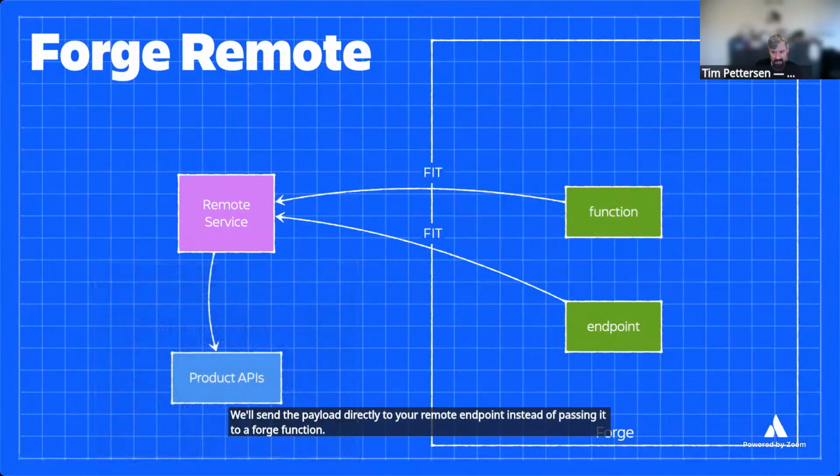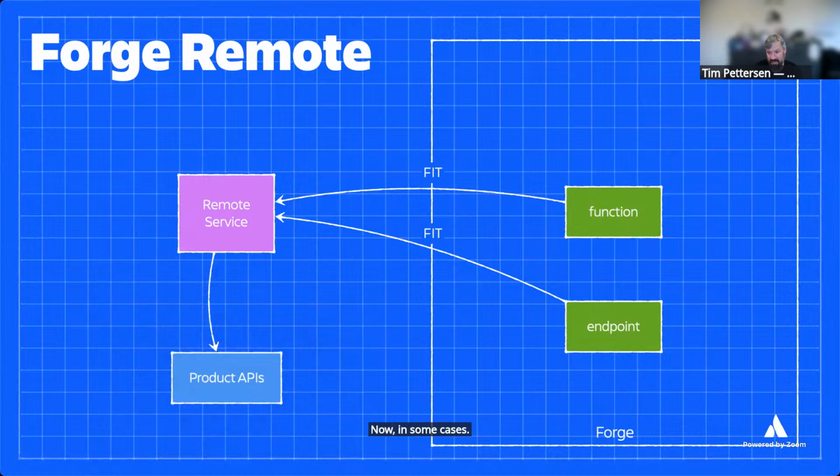Now, in some cases, your remote service may need to call back into the Atlassian product APIs.